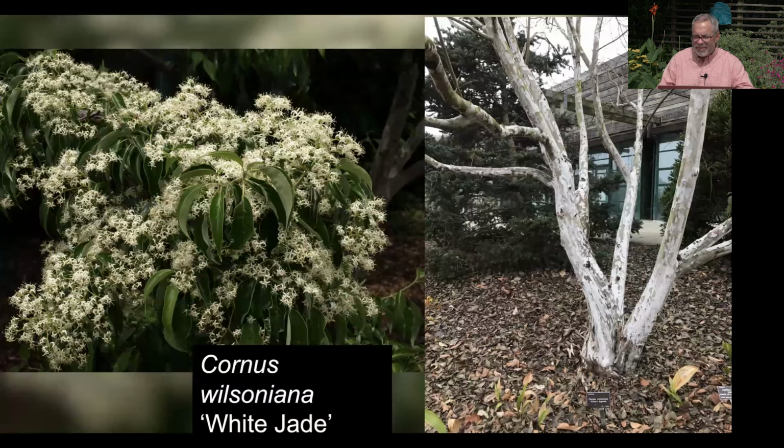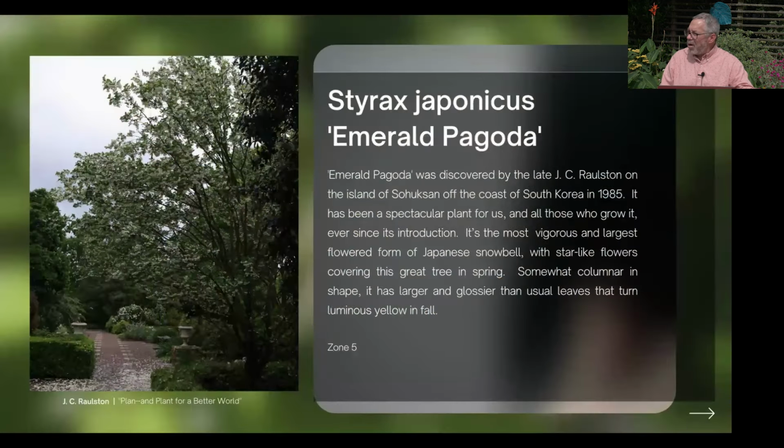It holds its leaves until late, but then over winter has this just white bark. It's one of the best trees for winter bark interest around. Now, going old school, we were talking about the Chindo viburnum that JC introduced from his 1985 trip.